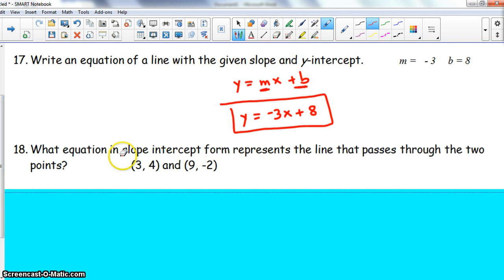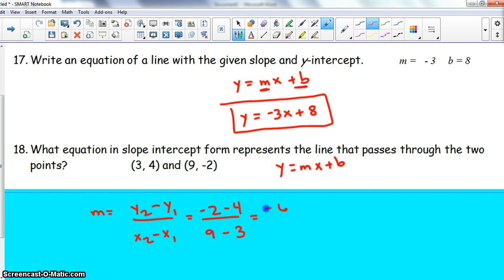Number 18, write an equation in slope-intercept form of the line that passes through these points. Well, the first thing we need to do is find the slope, because we want to write it in slope-intercept form and we don't know the slope. So I'm going to use my slope formula and find the slope before I do anything else. And so I end up with negative 2 minus 4 over 9 minus 3, which is negative 6 over 6, which simplifies to negative 1.